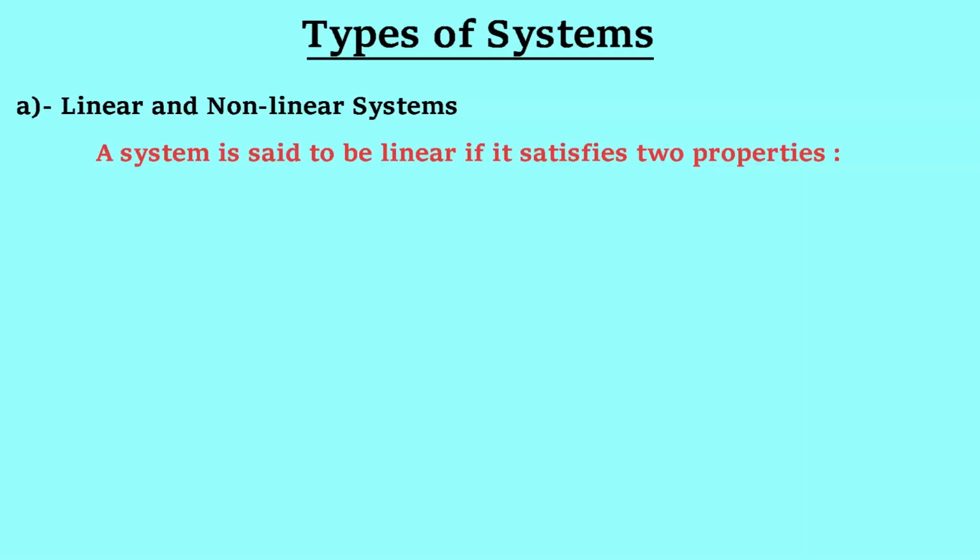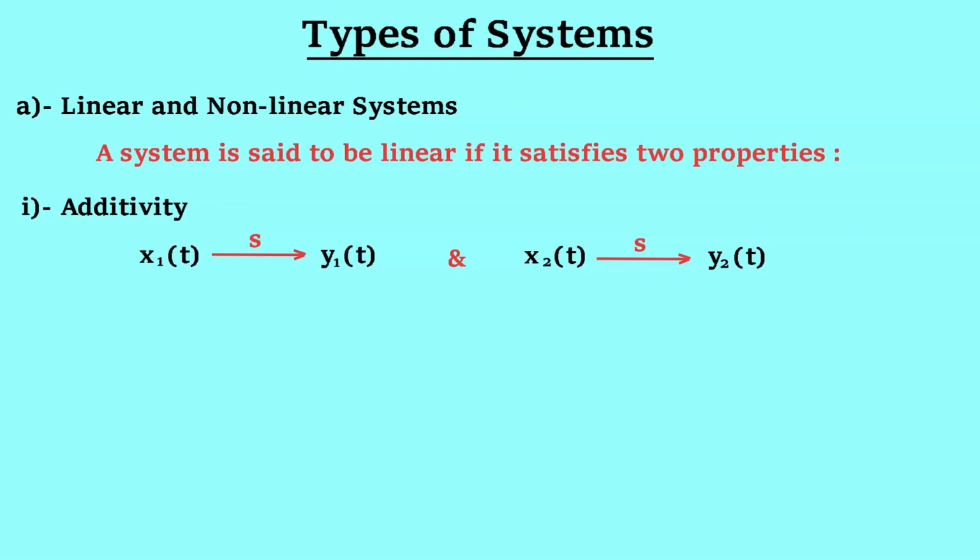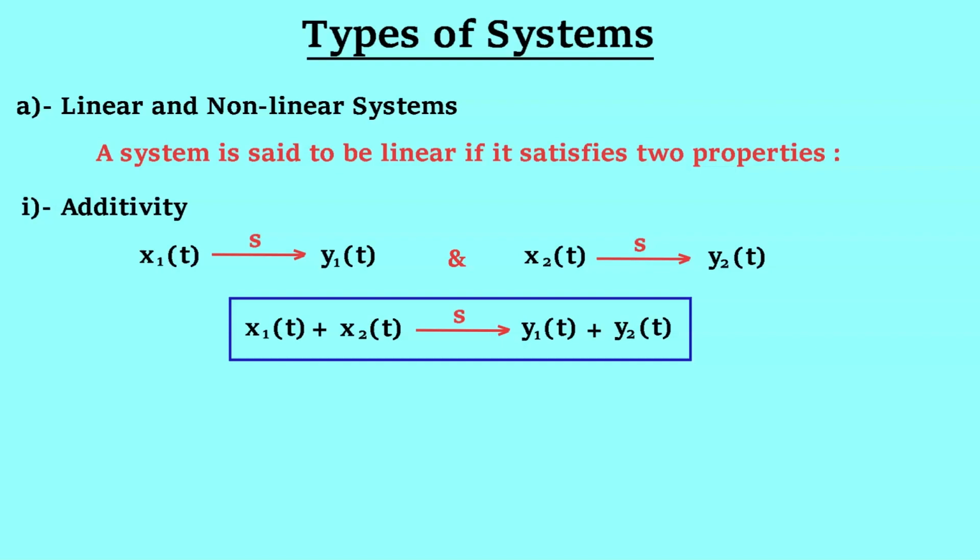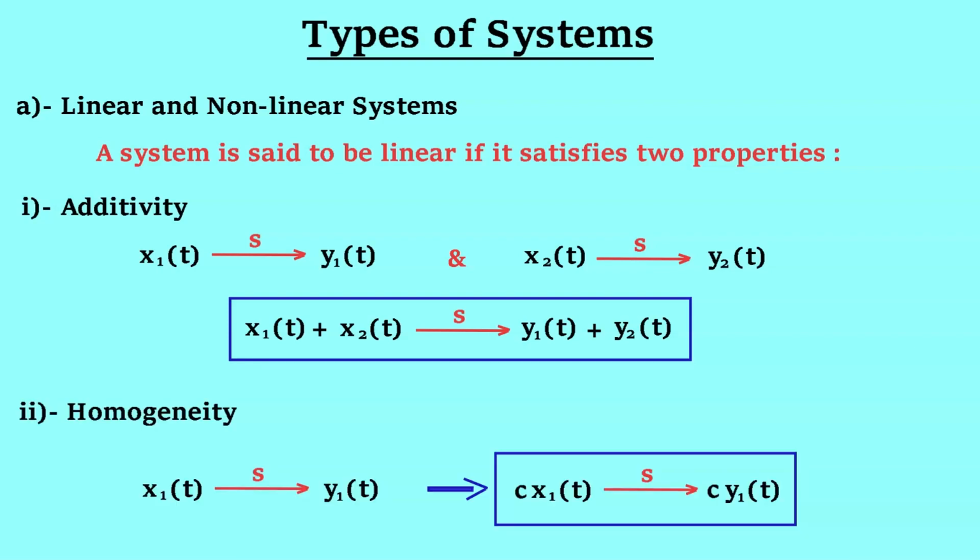The first category of systems is linear and non-linear systems. A system is said to be linear if it satisfies 2 properties. The first is additivity, in which suppose we have a system and if we apply 2 different inputs x1(t) and x2(t), then the outputs will be y1(t) and y2(t). But if we apply both the input signals x1(t) and x2(t) simultaneously, then the output should also be the sum of their independent outputs.